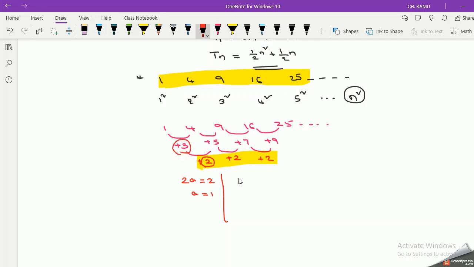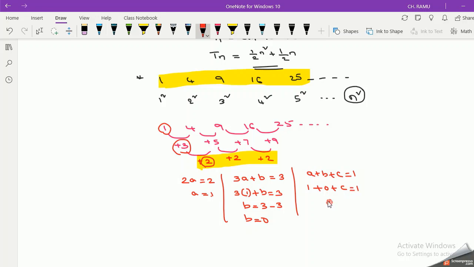The first difference should be equal to 3a plus b, which is equal to 3. A value 1, so 1 plus b is equal to 3. 3 ones are 3. 3 minus 3, so b is equal to 0. And we know that the first term of the sequence should be equal to a plus b plus c, which is equal to 1. A value 1, b value 0, so c is equal to 1 minus 1. So c is equal to 0.